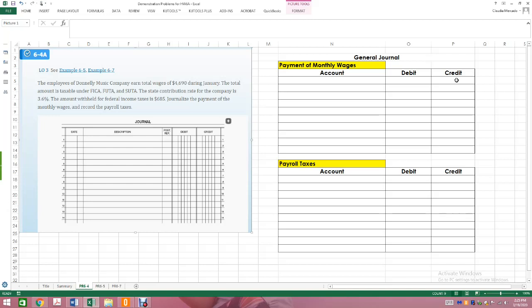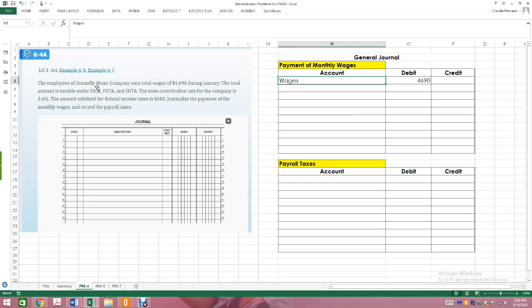So let's get started. The first thing we're going to do is calculate the payment of wages. It says here that our employees earned wages of $4,690. This represents how much money our employees earned gross, before deductions. This is how much they worked in hours, and how much we calculated our employees earned in wages. So we're going to debit our wages account, and the amount will be $4,690, the total earnings for our employees.